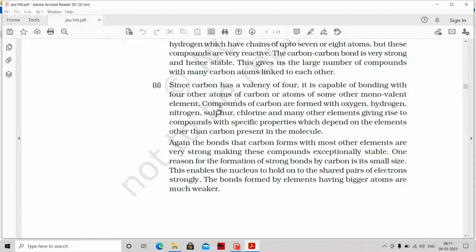So it can form a large number of bonds. Compounds can be formed with oxygen. It may not be tetravalent there, but it can have a double bond with carbon, or a single bond with carbon and one more bond with another atom. So carbon can form bonds with oxygen. We have a lot of oxygen containing carbon compounds: alcohols, ketones, aldehydes, acids, ethers, esters. There are different compounds, all coming under the name of organic chemistry.